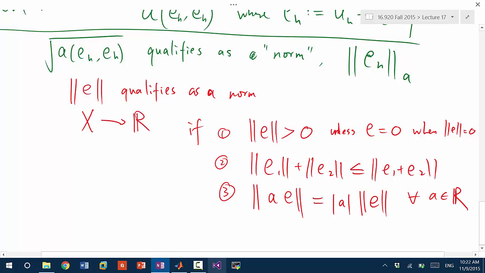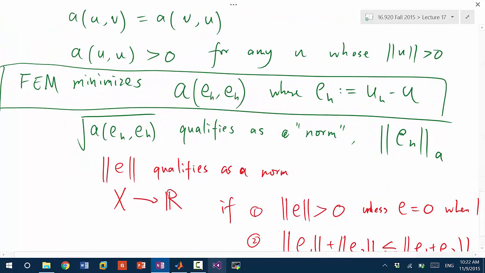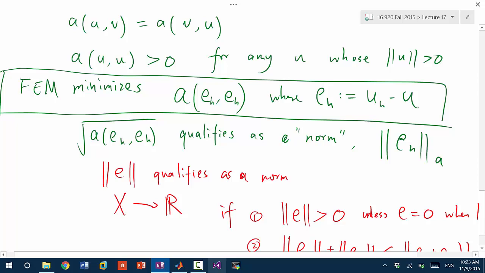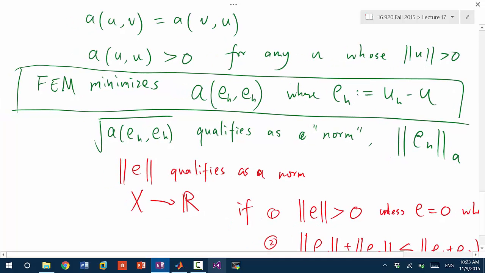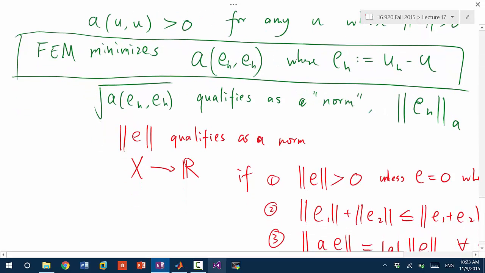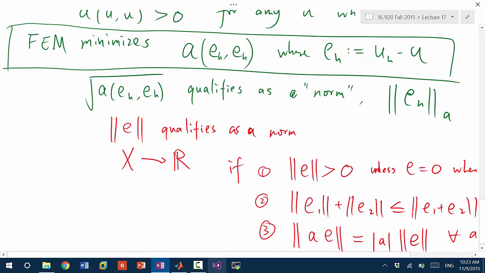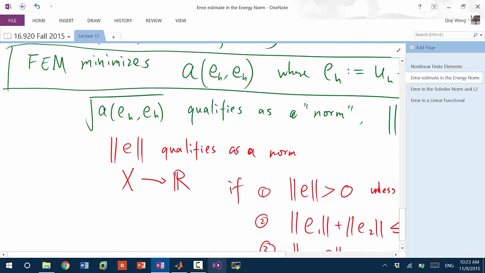So in this case, we can show that if A is symmetric positive definite, the square root of that qualifies as a norm. Part of it is because A is symmetric positive definite. Another part of it is coming from the fact that A is bilinear. It is linear with respect to both the first and second argument. All right. Okay, so we put this statement here. We haven't shown why that is the case. It's a very interesting fact, why a finite element analysis minimizes this energy norm. So let's take a look here.